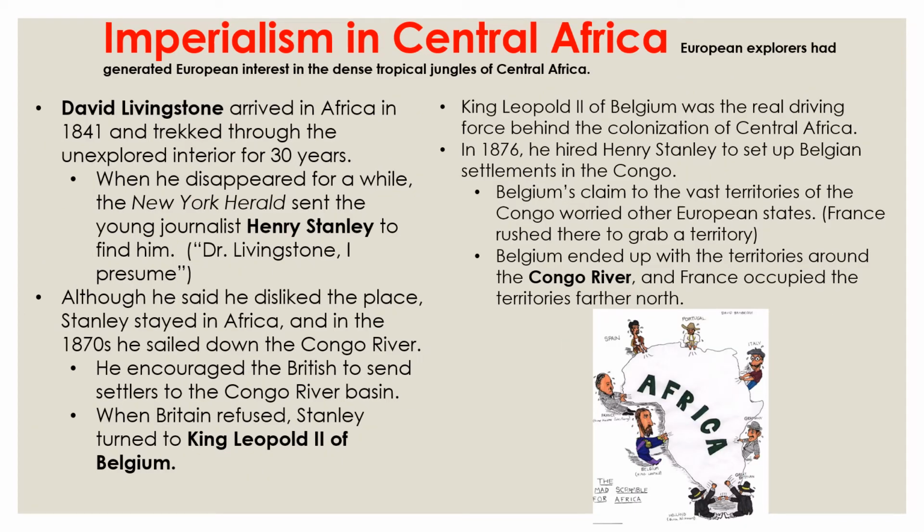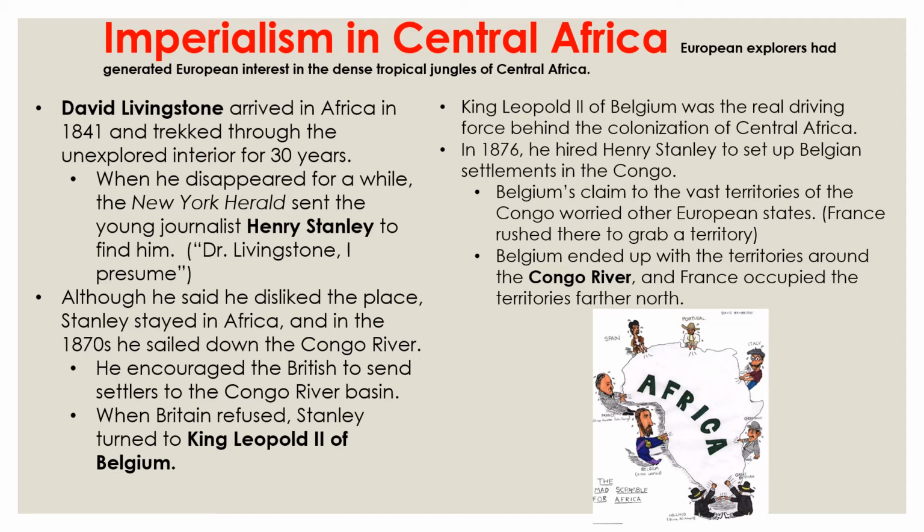European explorers had generated European interest in the dense tropical jungles of Central Africa, where they discovered were lots of raw materials that they could use for the industry, in particular rubber plants that could be, of course, manufactured into a number of different things. Now, how will they conquer this area? Because they really didn't know much about the interior of Africa at all.